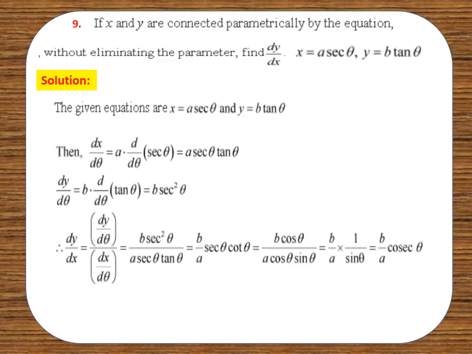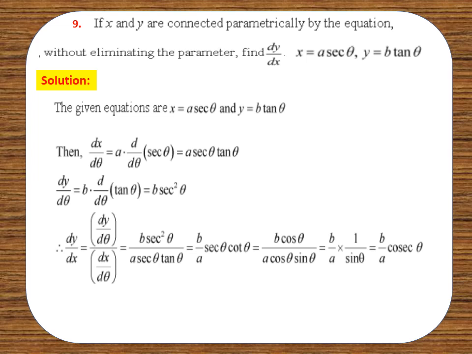Next is question number 9. If x and y are connected parametrically by the equation, we have to find dy upon dx. Here x is equal to a sec theta and y is equal to b tan theta. So again we have to find dx upon d theta and dy upon d theta, because here the parameter is theta. So x equals a sec theta.